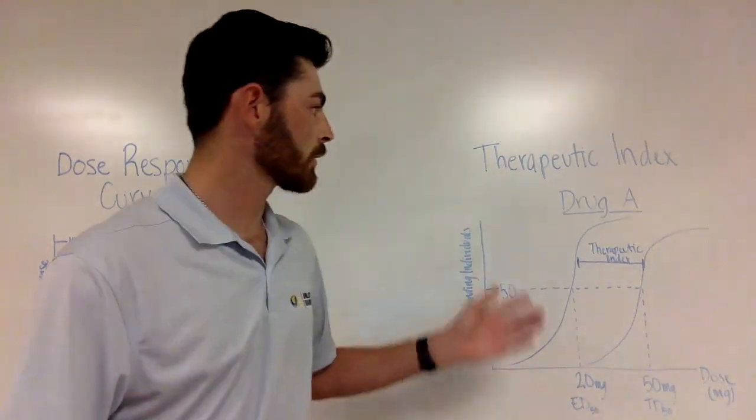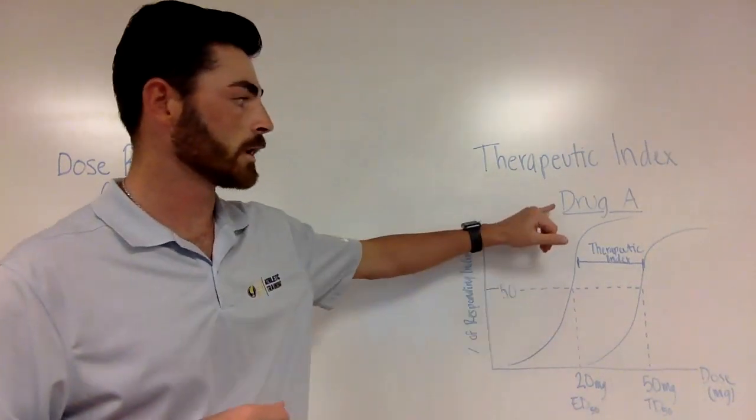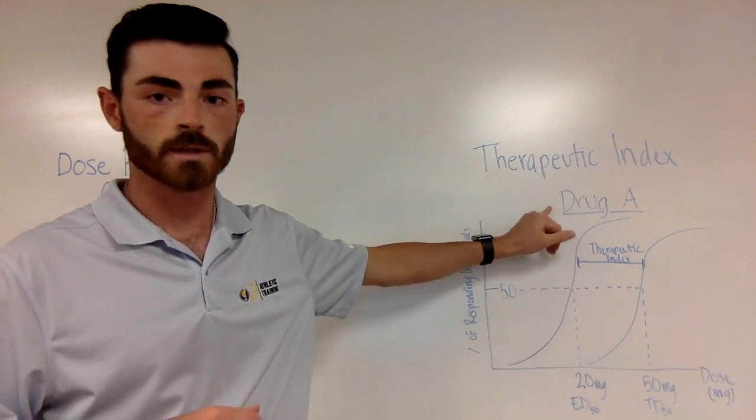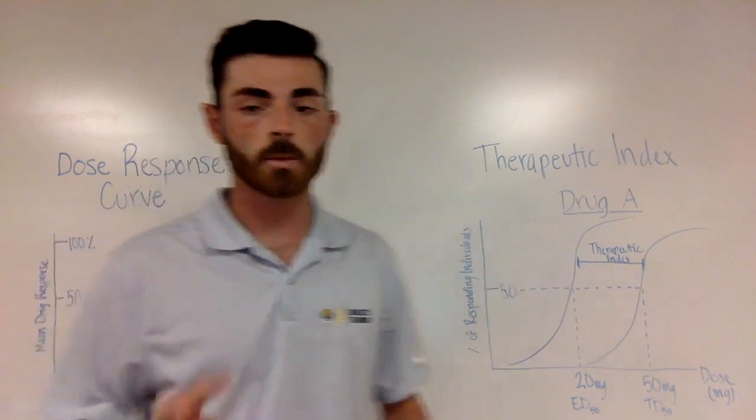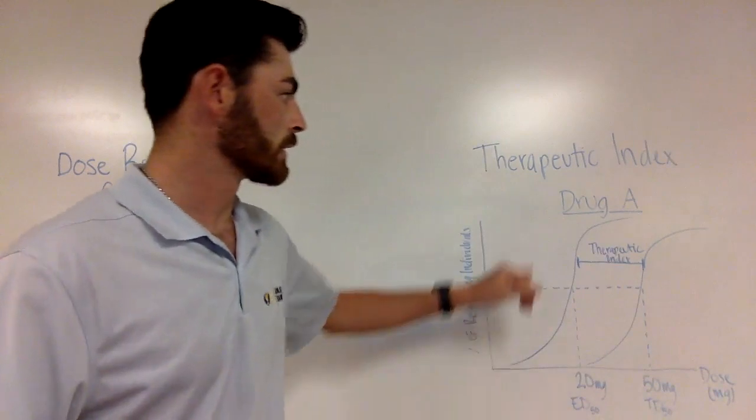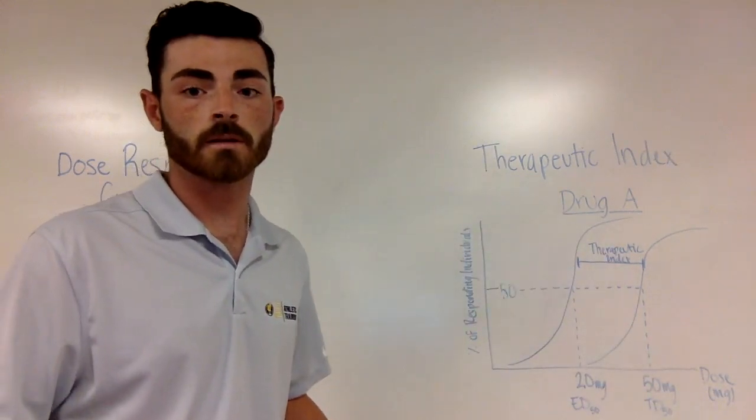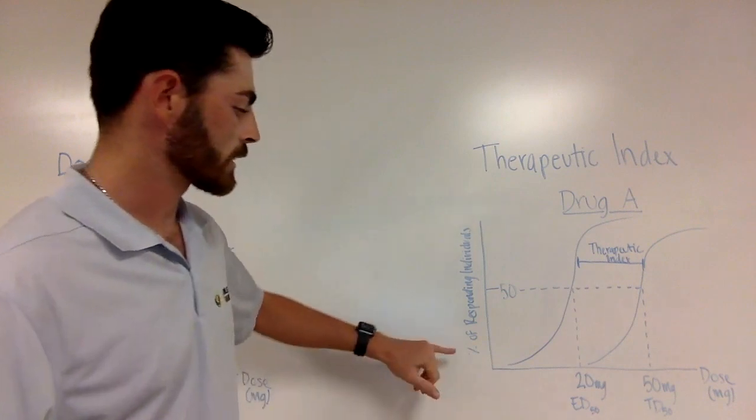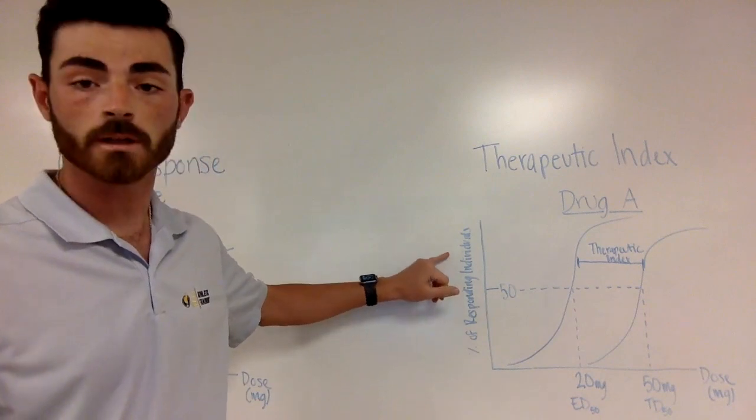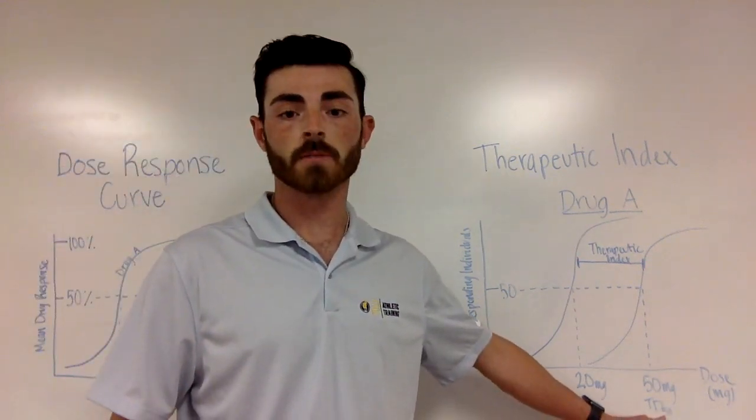So now we're going to move on to the therapeutic index. And it's important to note that the therapeutic index only has to do with one single drug. It's not comparing two drugs like the dose-response curve. So over here on the therapeutic index, you're going to basically mimic the dose-response curve, except the y-axis is going to be your percentage of responding individuals. And then on the bottom will be your dosage in milligrams again.